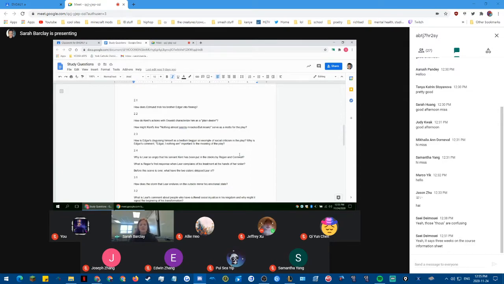Act 2, Scene 2. How do Kent's actions with Oswald characterize him as a plain dealer? And what that means is basically he's extremely blunt and direct. So how is he with that whole interaction with Oswald? How is he characterized as being very blunt, direct, and plain? I suppose I'll answer this. I guess during their interaction, he doesn't try to cut any corners. He's straight to the point. He goes to the point so fast that Oswald himself doesn't fully understand what's going on. So Kent doesn't waste his time basically.